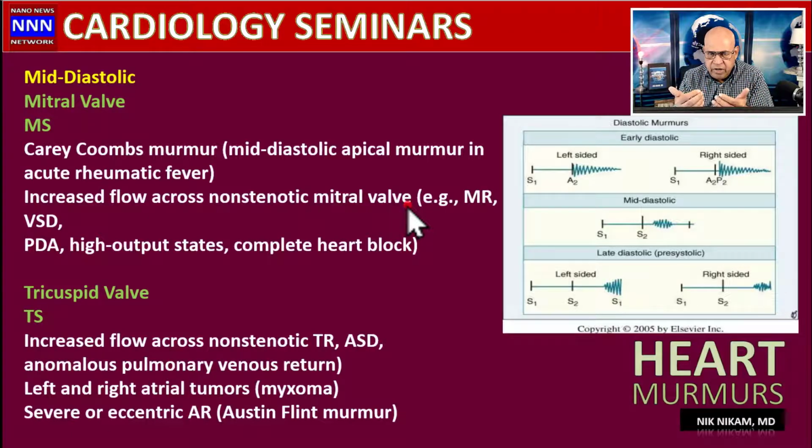Anytime a flow is increased, there is sort of a physiological narrowing of the orifice to accommodate the volume. That's why we can hear murmur in anemia, thyrotoxicosis, pregnancy, which may correct after the conditions are resolved. Same thing, high output states like patent ductus arteriosus, tricuspid valve stenosis, which is also very uncommon, but it can be seen in patients with rheumatic fever, increased flow across non-stenotic tricuspid valve, ASD, anomalous pulmonary venous return. All these conditions can cause mid-diastolic murmur or rumble, as it is called.